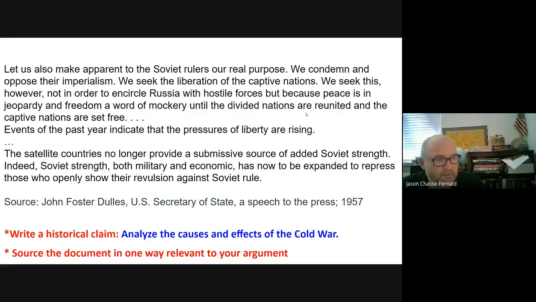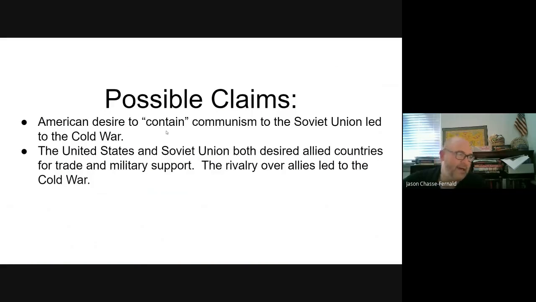All right, so welcome back. Hopefully you have a good claim now, or you think you have a good claim, and hopefully you have a good sourcing attempt. So, possible claims: American desire to contain communism to the Soviet Union, and then we see our scale application here. Or, the United States and the Soviet Union both desired allied countries for trade and military support. The rivalry over allies led to the Cold War, and really this is inferring NATO and the Warsaw Pact. So we're seeing in this passage a building of support for those kinds of organizations.